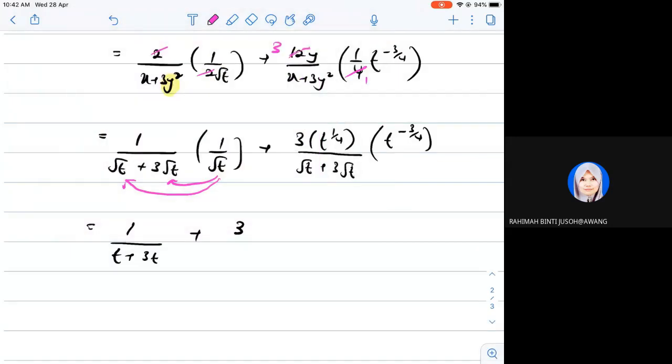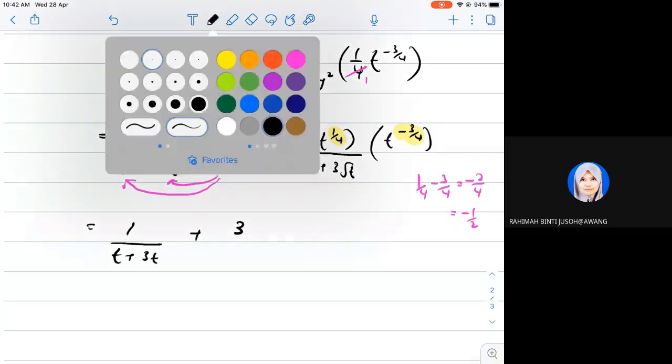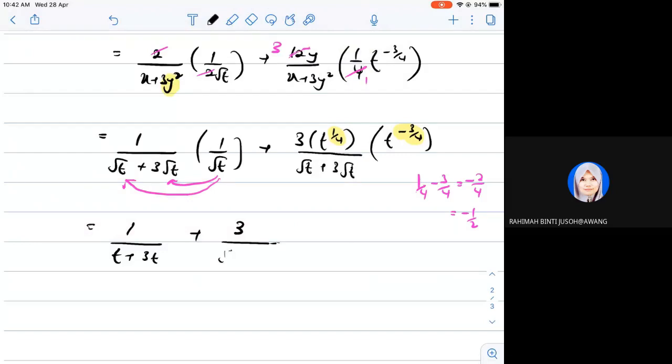And then now we have, okay, this one. T to the power of 1 over 4 times negative 3 over 4. So dapat apa? 1 over 4 tolak 3/4. Dia jadi negatif 2/4. So this is negative 1 over 2, isn't it? Saya ambil kuasa ni. 1/4 tolak 3/4 ni. So it becomes over square root t lah sebab dia negatif kan. So dia jadi square root. My god, saya punya ink tak keluar. Square root t plus 3 over square root times square root t darab square root t macam gini lah.